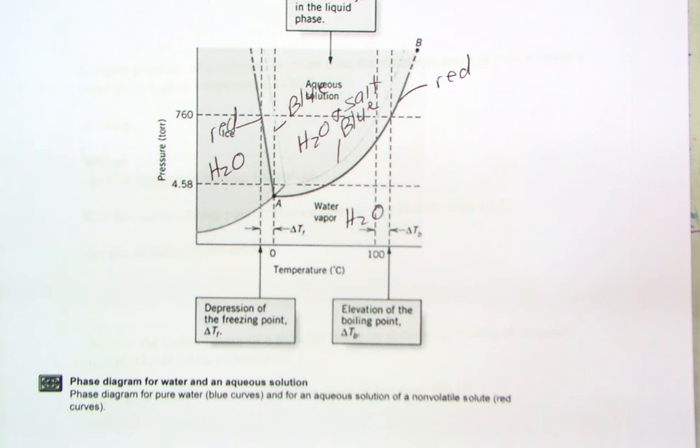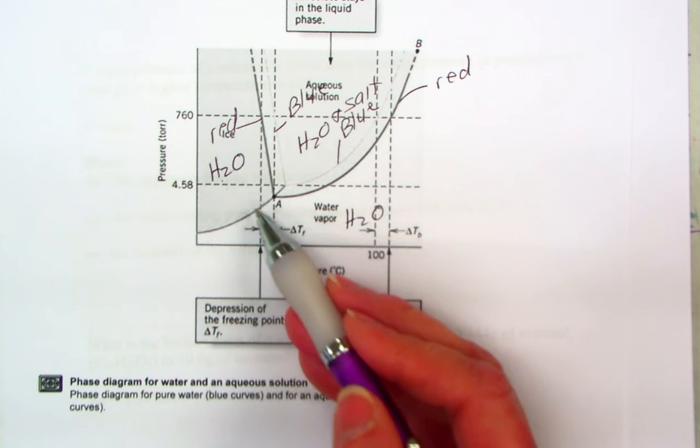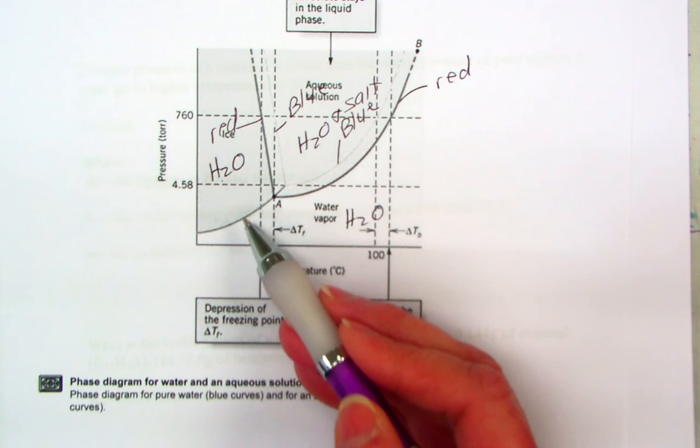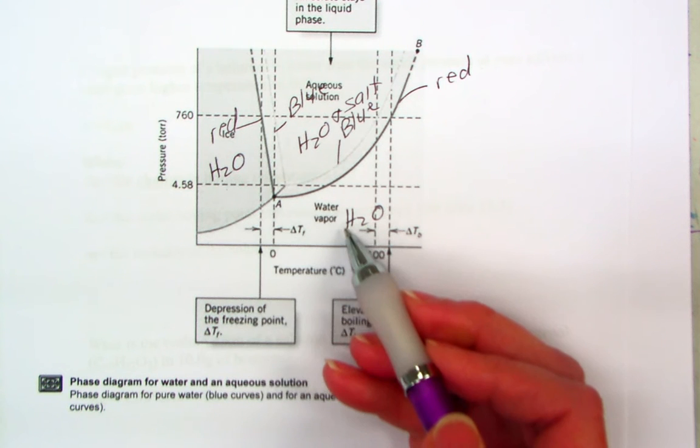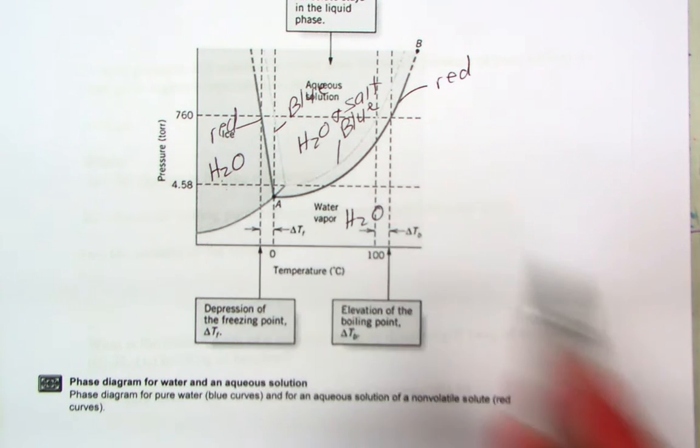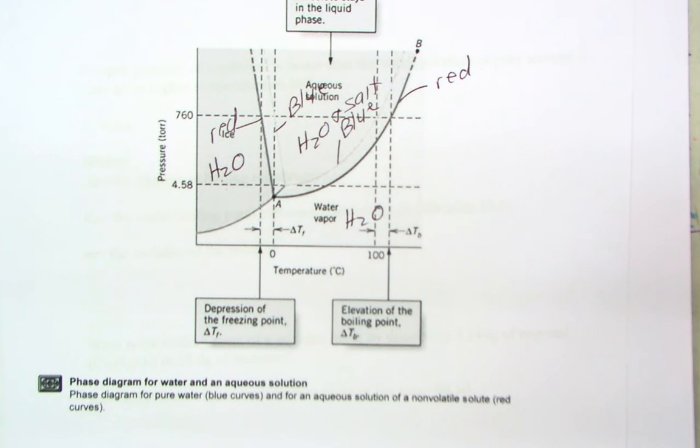So what's happening here is that because we don't have any solute going into the vapor, when we have the solution and we're going into the vapor, we're going to have a lower vapor pressure for the solution, right? We just figured that out with Raoult's law. The solution has a lower vapor pressure. If the solution has a lower vapor pressure, what does that affect? How does that affect the boiling point?